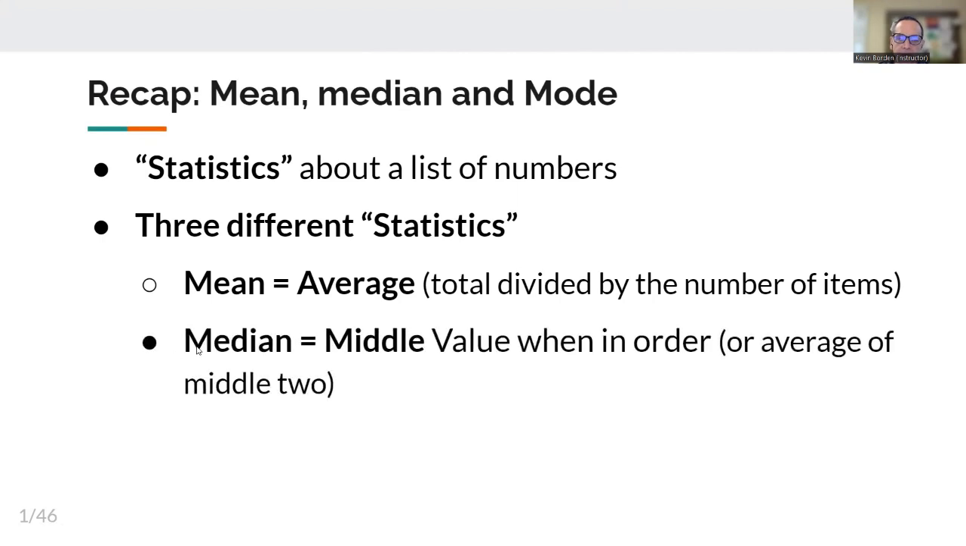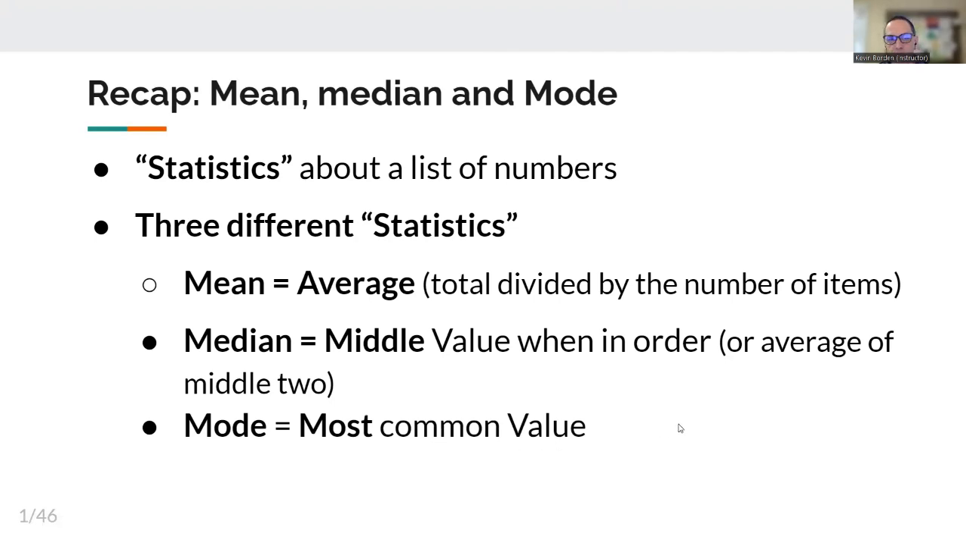The median is, as Rob pointed out, a little harder to find because we need the numbers to be in order. And when we put them in order, it's either the middle value, if there is one, or it's the average of the middle 2. Finally, mode, which is just the most common number in the list.